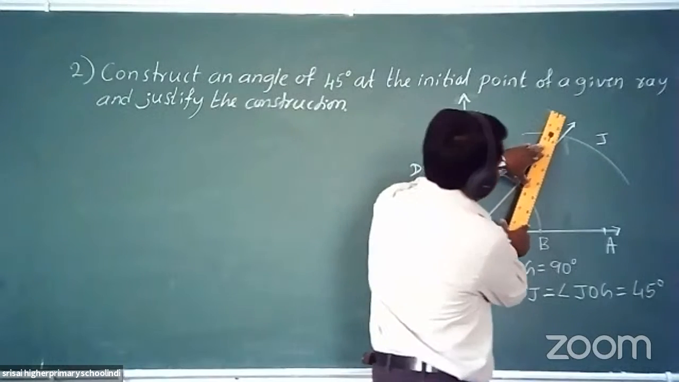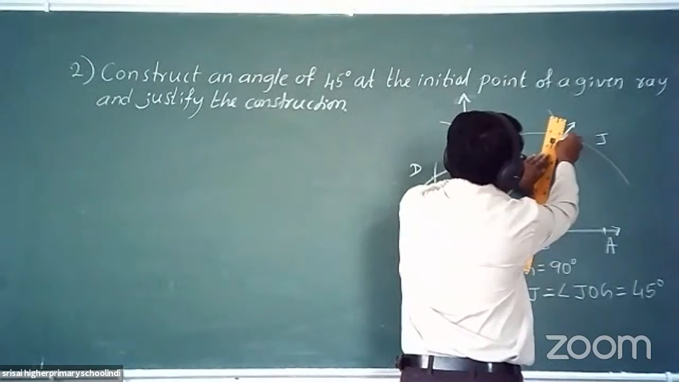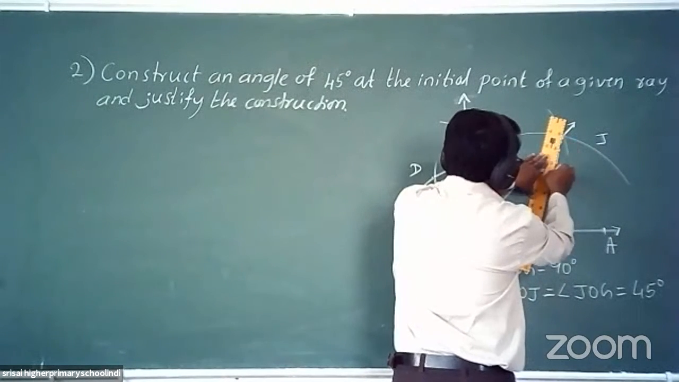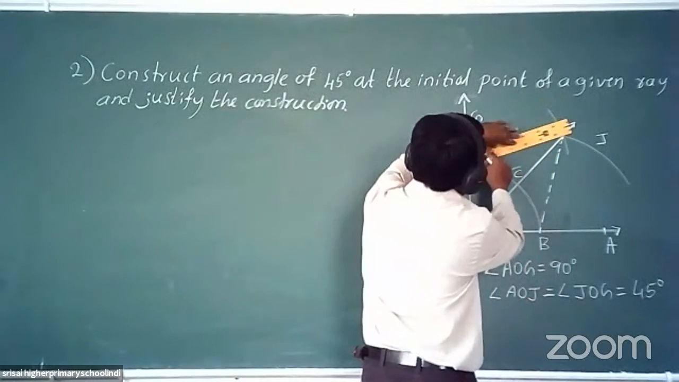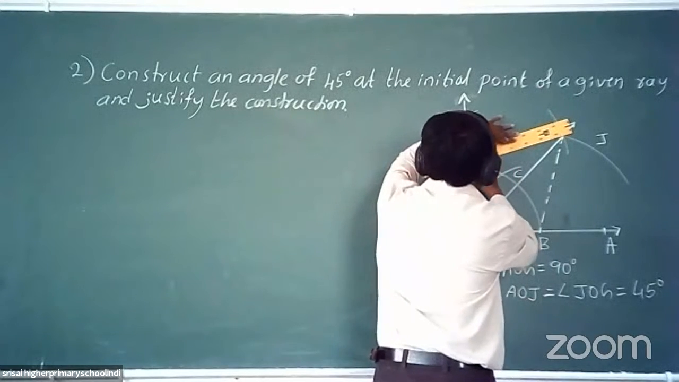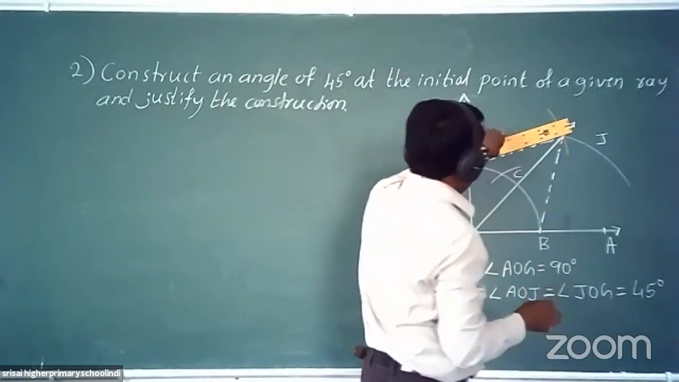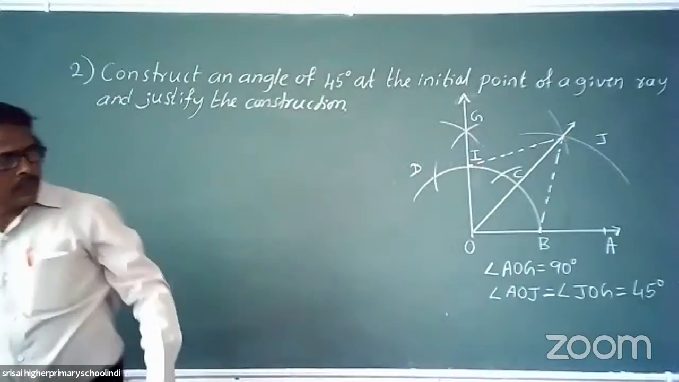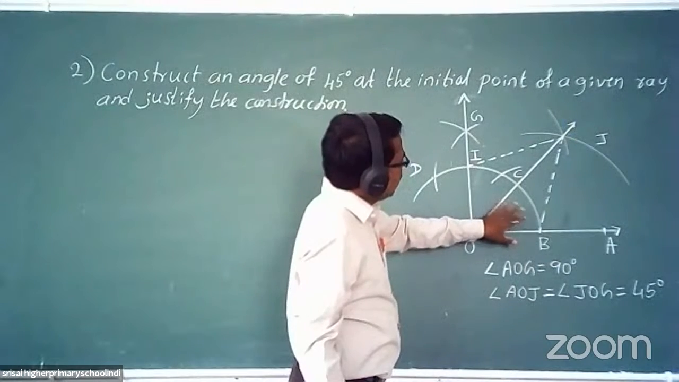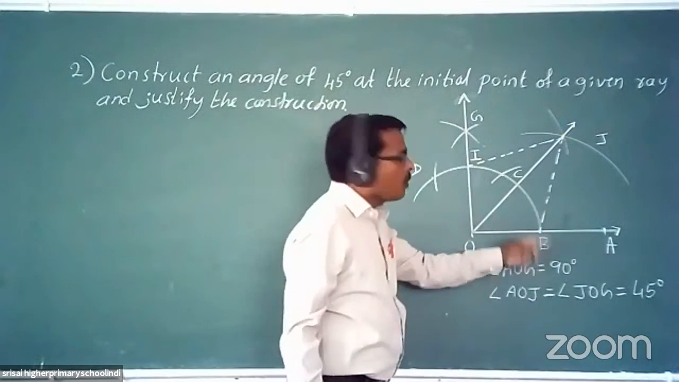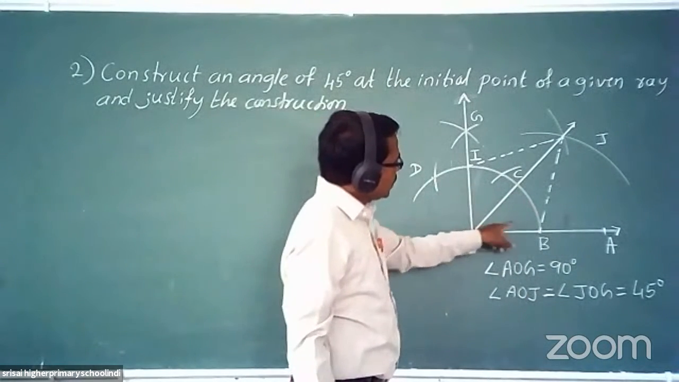I'll finish it later. I'll complete here. So just justify this. We should join BJ and also IJ. Okay, I joined BJ and IJ. Now I am going to explain how we get 45. Already AOZ is 90 degrees, how it becomes 90 degrees we understood in the previous question. Now we shall understand how it becomes 45.